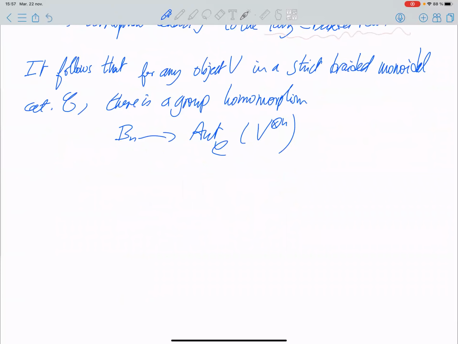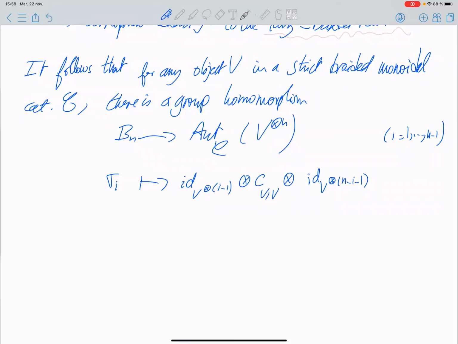And so, you map this generator of the braid group to this isomorphism, identity of V tensor I minus one, exactly as above, in fact, c_{V,V}, identity of V tensor n minus I minus one, for I equal one to n minus one. So you map them. The braid group is generated by these elements, so you only need to give the map for these generators, and then you get the full map.